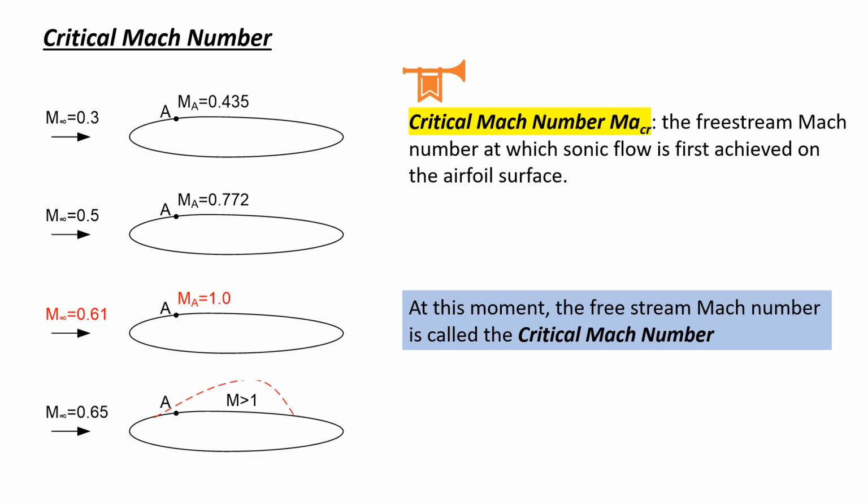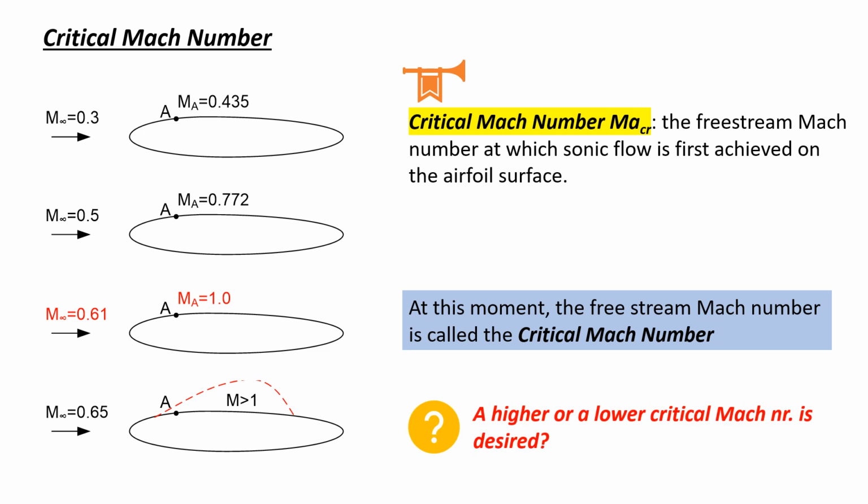We need to remember this. Now I have a question. Do we desire a higher critical Mach number or a lower critical Mach number? I will give you a few seconds to reflect. Yes, we prefer a higher critical Mach number. Why? Because that would postpone the appearance of the sonic flow or supersonic flow over the aerofoil.